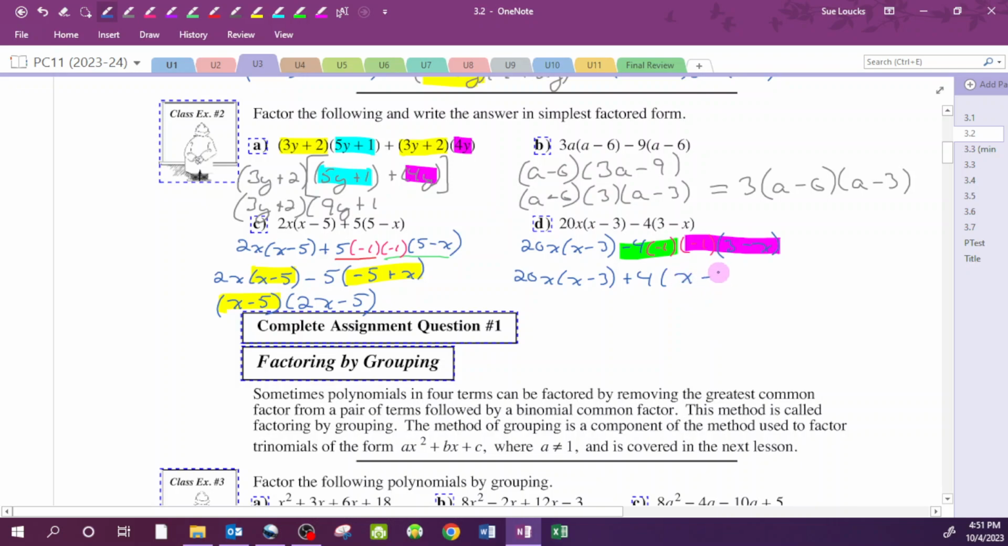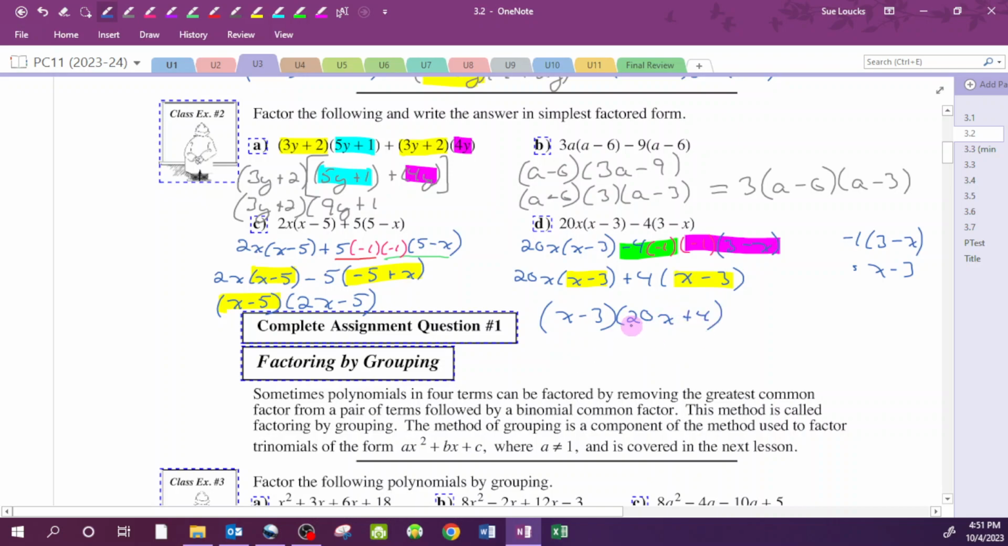That's just going to be x minus 3. We're going to do that enough times that you're just going to know that negative 1 times 3 minus x is x minus 3. You're just going to know that at some point. Okay, and now I can factor this because I've got a common factor here. So this is going to be x minus 3 times 20x plus 4.